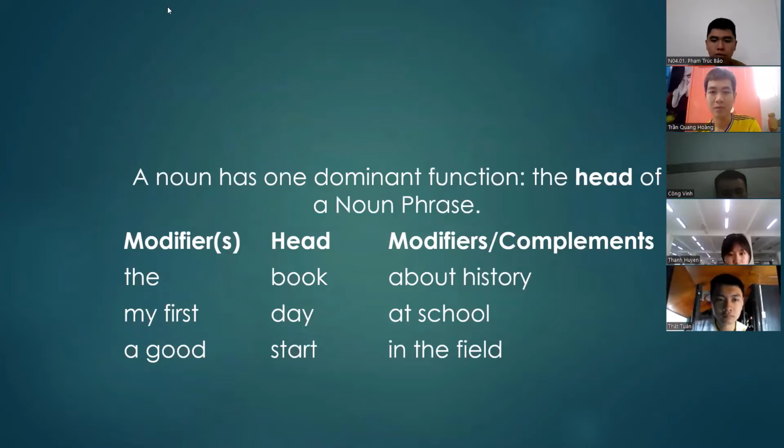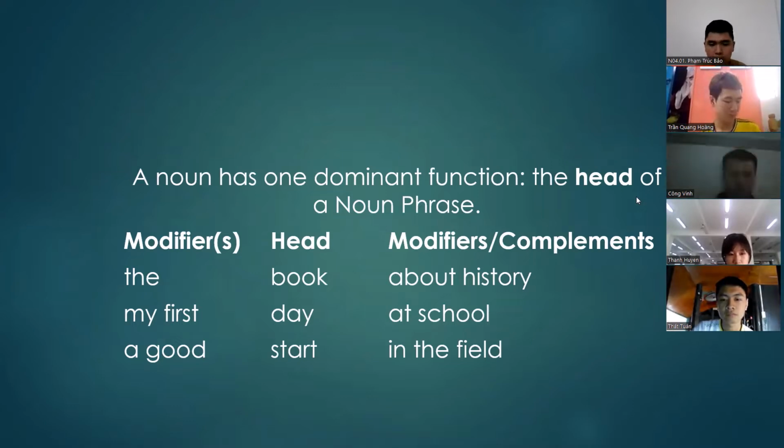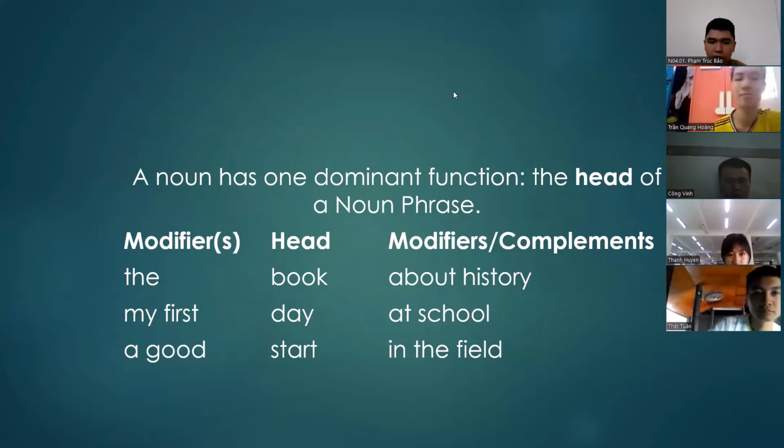A noun has one dominant function: the head of a noun phrase. And here is an example of a noun phrase. To be continued, my teammate Tuấn will show you the details of the noun phrase.